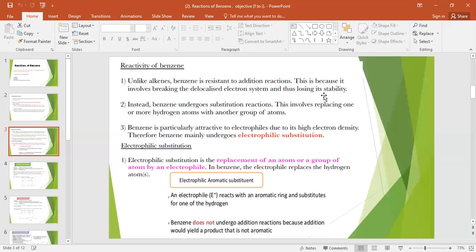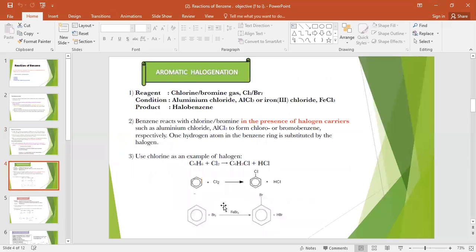Now we are going to start. What are the electrophilic substitution reactions of benzene? First understand what an electrophilic substitution reaction is, then understand what an electrophile is. It is a positive species that attacks the benzene ring and replaces one hydrogen from the ring. Let's see the first example of substitution reaction, aromatic halogenation.